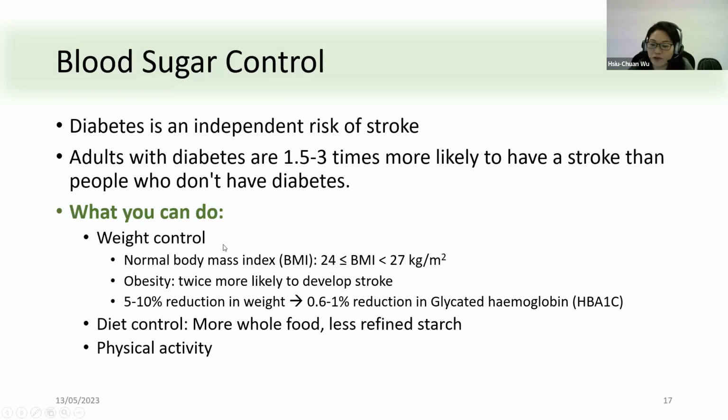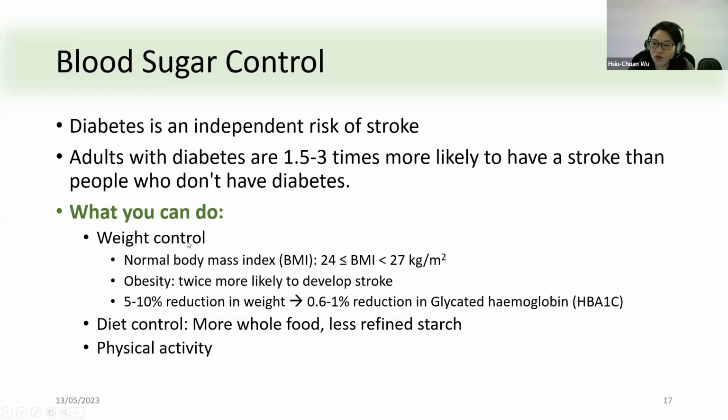So if you can reduce 5 to 10% of your body weight, you can also reduce 0.6 to 1% of the glycated hemoglobin. Glycated hemoglobin is a marker to monitor our blood sugar, and normally it's 5%. For a patient with diabetes, I hope you can control it under 7 and ideally under 6.5%. That's what we call very good control of blood sugar.